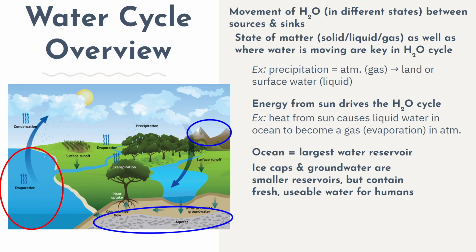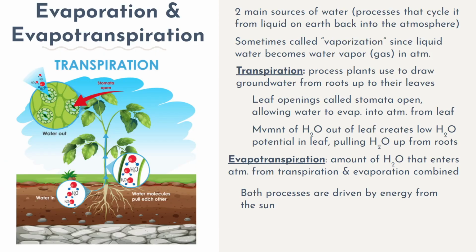The largest reservoir of water on Earth is the ocean. That's important to know, but some smaller reservoirs are the polar ice caps, glaciers, and ice caps found on mountains, as well as groundwater. These are very important because they're fresh water sources. Humans can't use salt water from the ocean for things like agriculture or drinking, but we can use these freshwater sources. Even though they're a lot smaller, it's really important that we remember that these are our key freshwater sources.